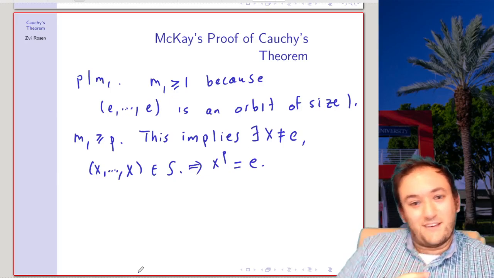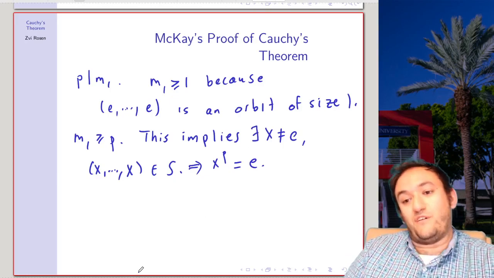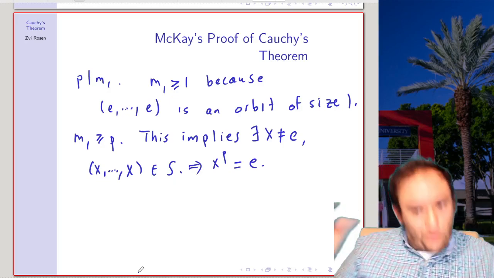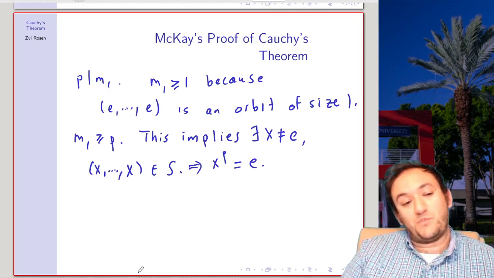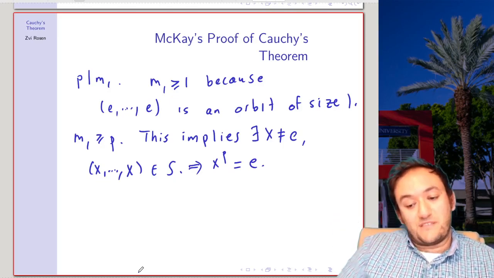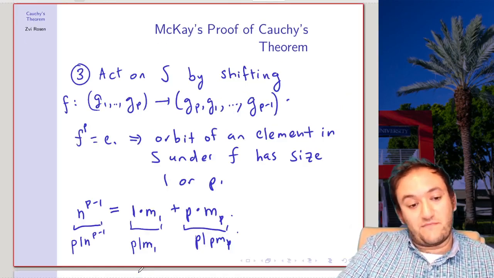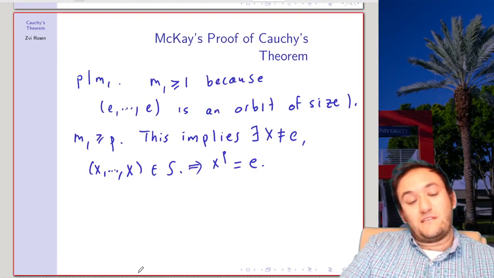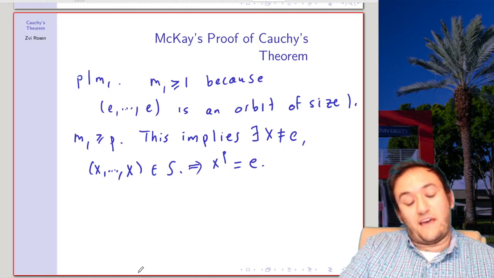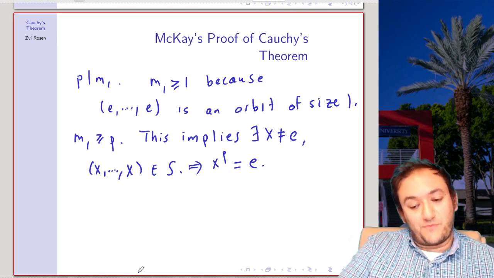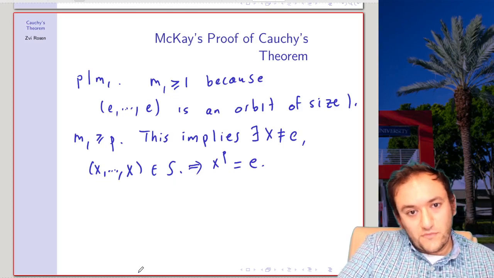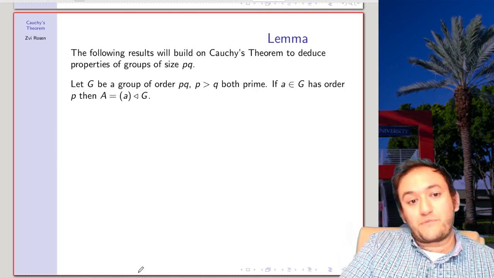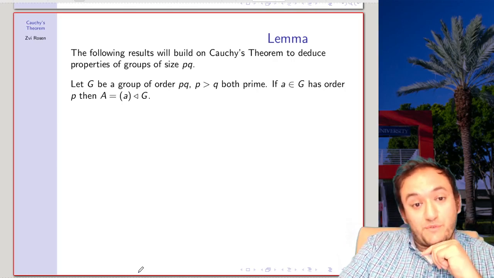Okay, so this proof is very beautiful. It involves a group action on a set that we defined by tuples of group elements, and uses the divisibility of these different parts of the equation by p to deduce that we have these orbits of size 1 under that group action. It's a really lovely proof. So we can use this theorem to do a lot. The following results will build on Cauchy's theorem to deduce properties of groups of size pq.